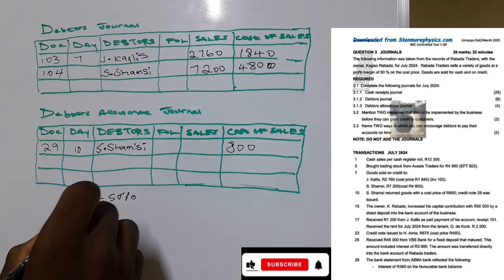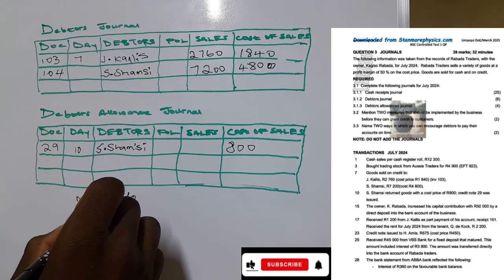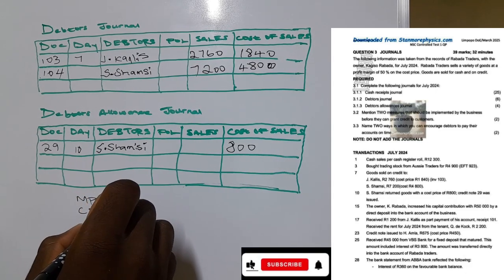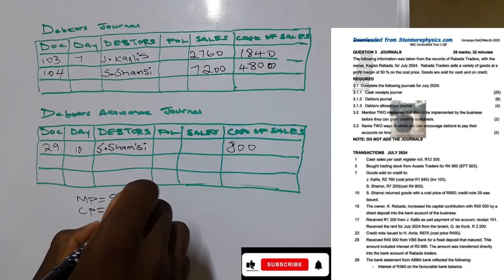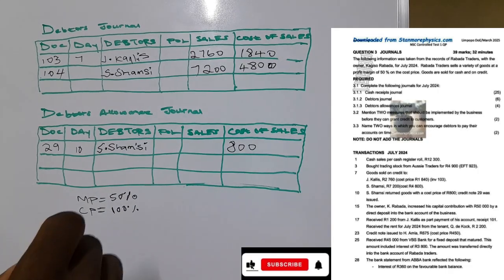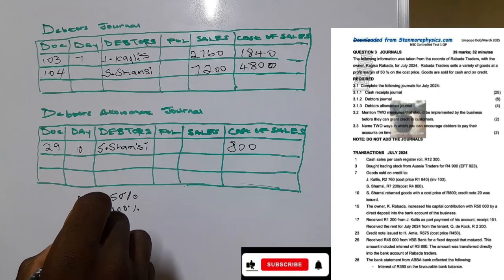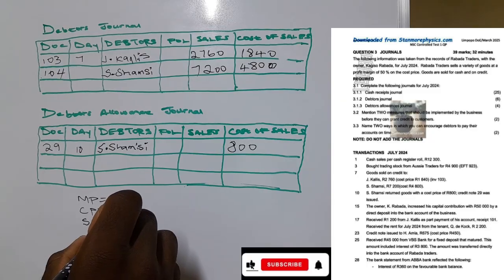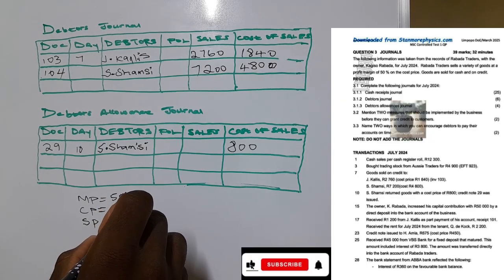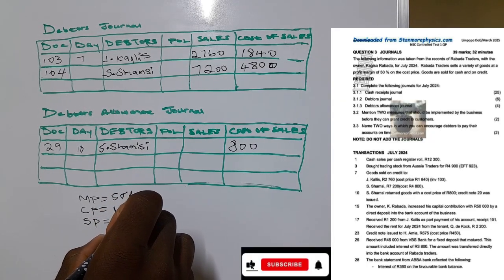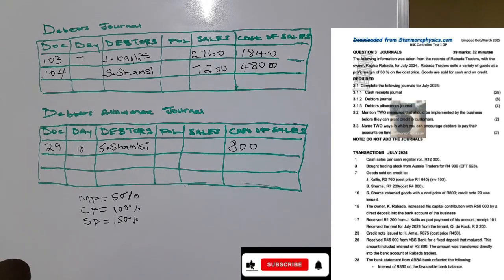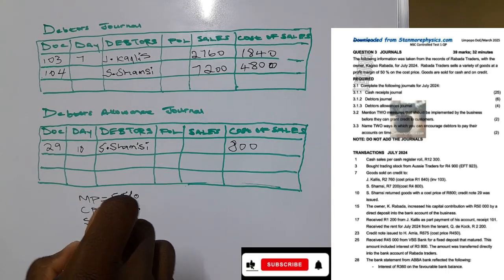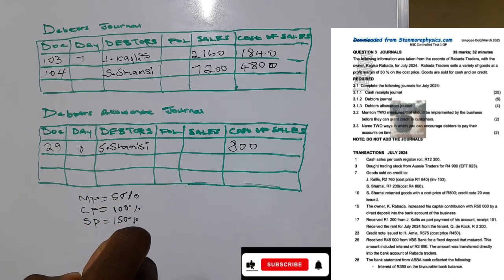Then our cost price doesn't change, it always equals 100%. Meaning our selling price is going to be 150%. How do you get 150? You say 50 plus 100, which is going to give you 150.